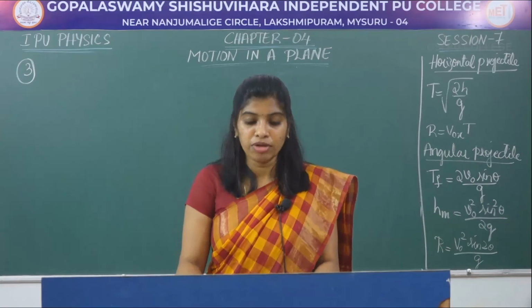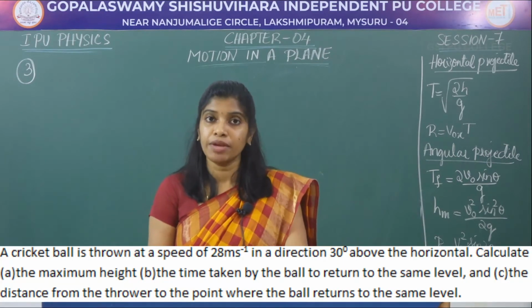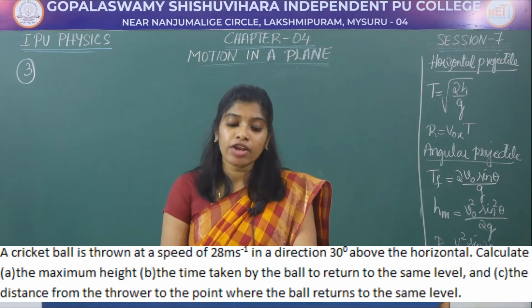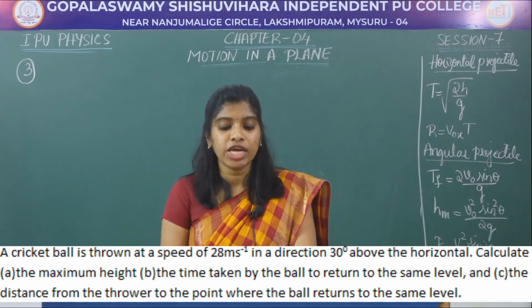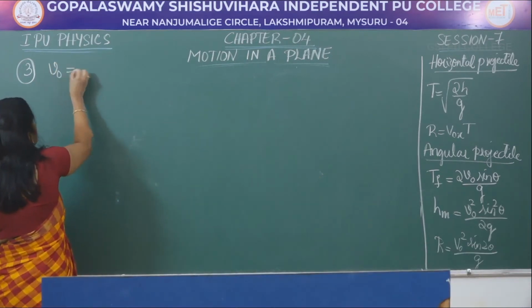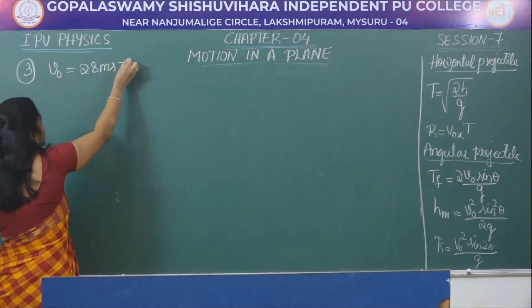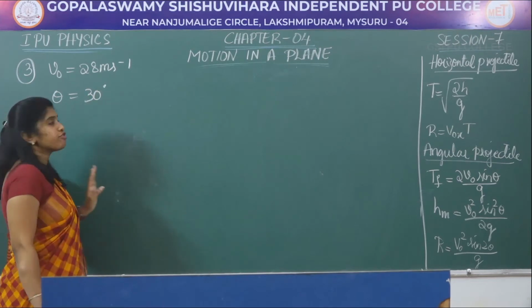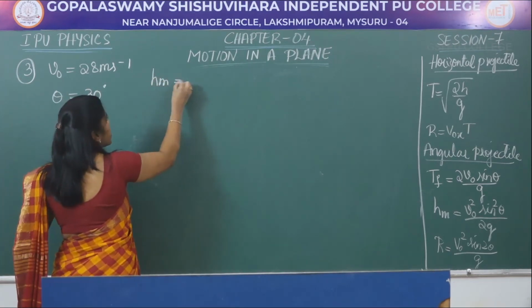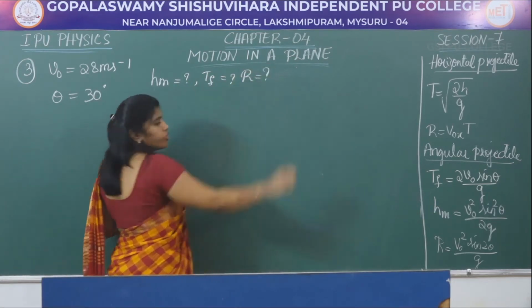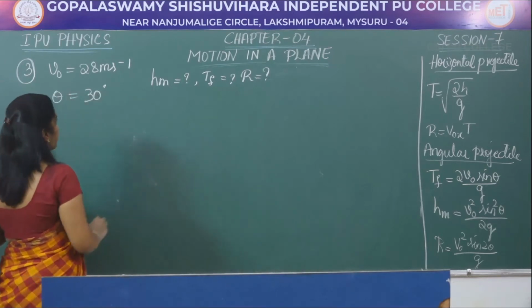Moving on to the third problem, a cricket ball is thrown at a speed of 28 meter per second in a direction 30 degree above the horizontal. Calculate the maximum height, the time of flight, and the distance from the thrower to the point where the ball returns to the same level. They have given the initial velocity as 28 meter per second and the angle of projection 30 degree. You have to find the maximum height, time of flight, and the horizontal range. Let us take them down one by one.